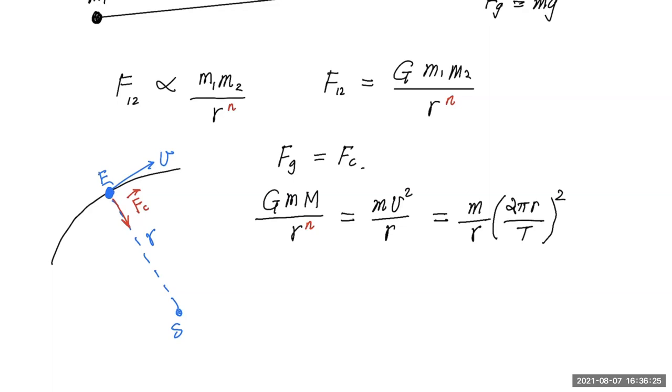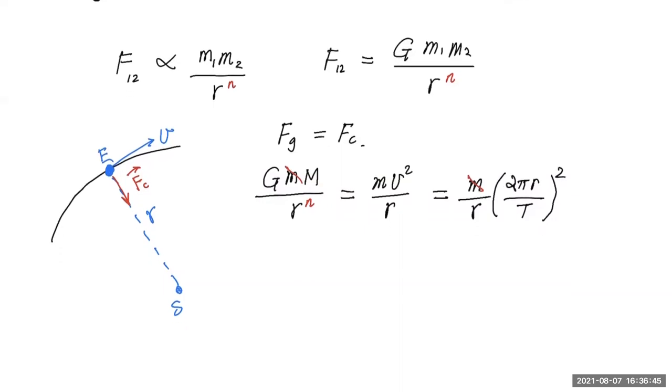All right, now you notice that the two small m's cancel out. So indeed, the period and orbital radius, eventually this entire expression will have nothing to do with the mass of the Earth. That's why it's the same for all planets. The mass of the planet doesn't matter.